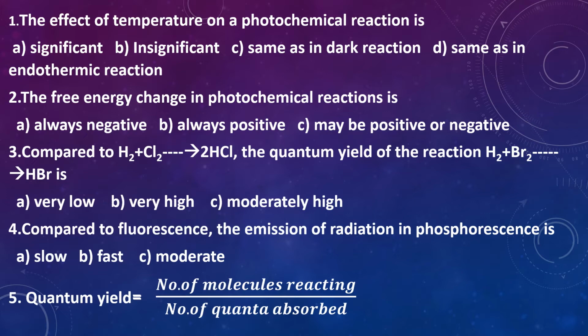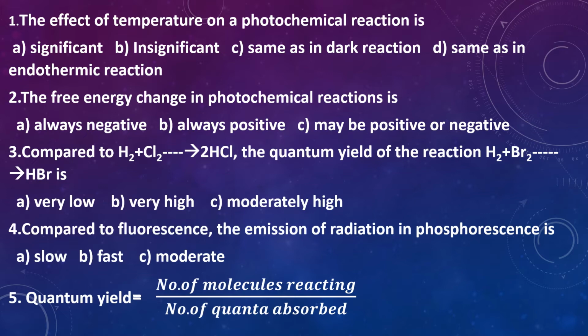Question number 2. The free energy change in a photochemical reaction is. Again, the free energy change in photochemical reactions is. Options for you: A. Always negative, B. Always positive, C. Maybe positive or negative. So, the correct answer for this is C. It might be positive or it might be negative. So, mark the correct answer as option C.